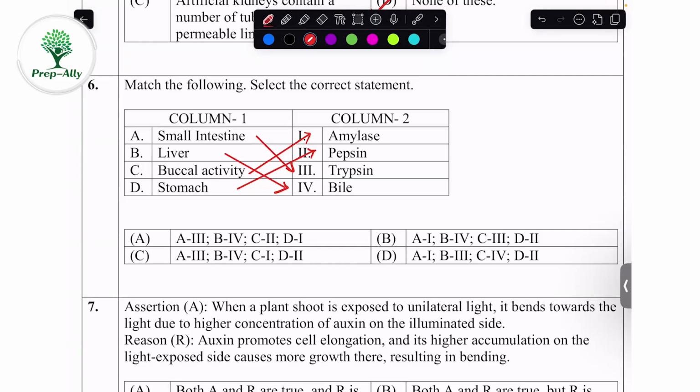The stomach has this pepsin enzyme. It will be in an inactive form, that is pepsinogen, which is activated by HCl. So HCl activates pepsinogen to pepsin, which helps in the digestion of proteins. So this is the correct option. We'll see: A 3, B 4, C 1, D 2. So option C is correct.